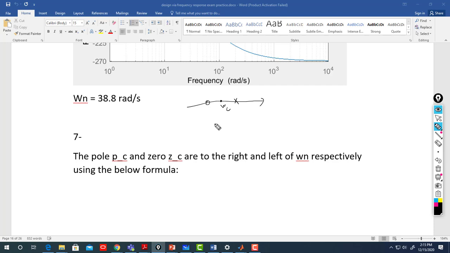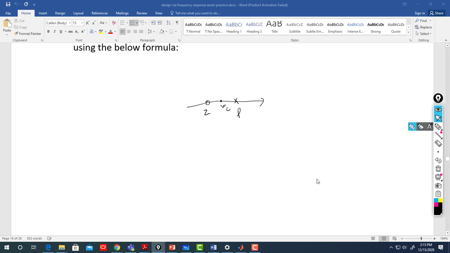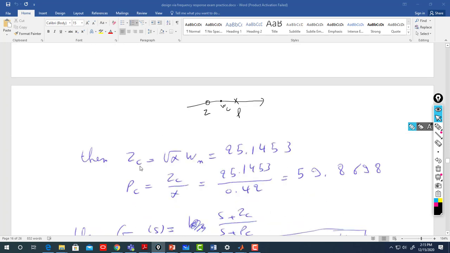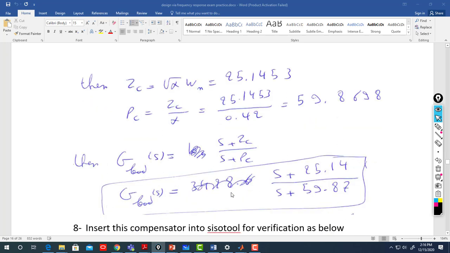No, of course not. So what's the difference now? How to get the zero and the pole? Using the formula below. Z equals square root of alpha times omega n, and alpha we already found before, and omega n we just found now. So we can find z, and therefore we can deduce p, because the relation zc over pc equals alpha. So if I get z, I can find p, and because I now have z and p, this will be my lead compensator. Alright, so this is my lead compensator in this case.